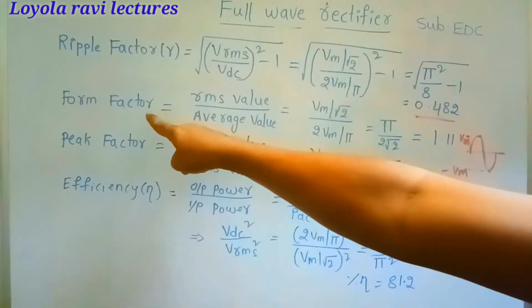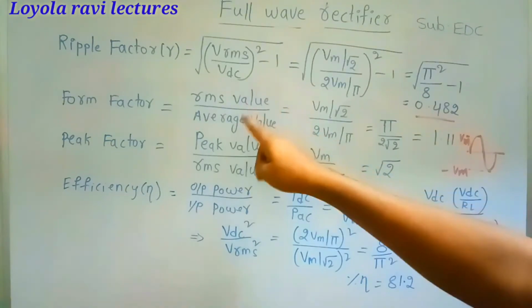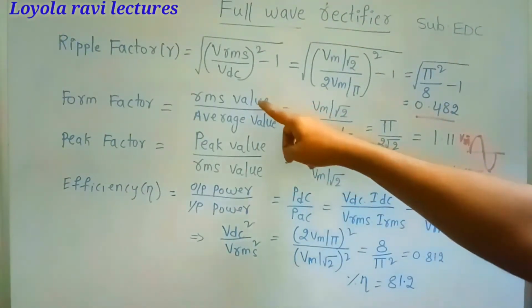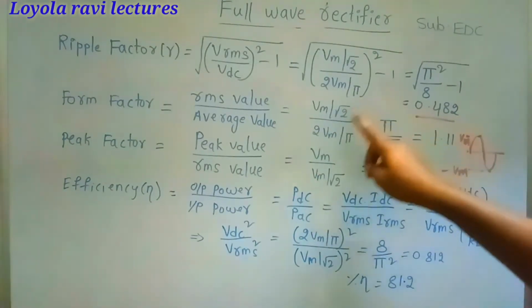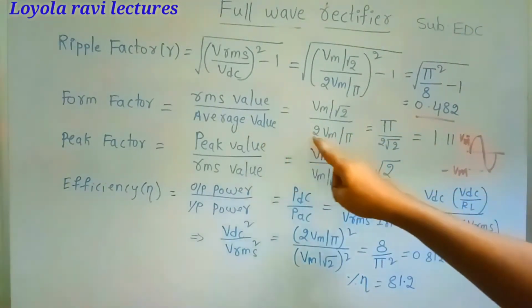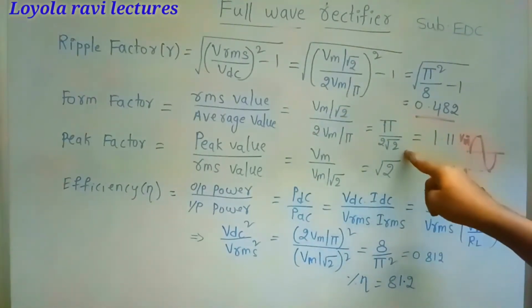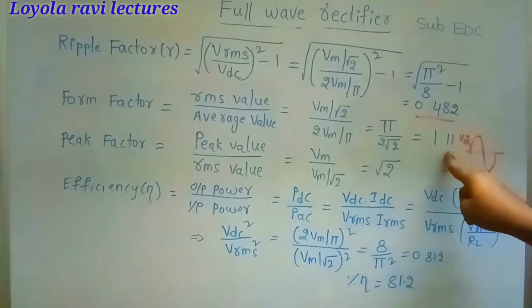Then form factor. The second parameter is form factor, RMS value by average value. This is the formula. RMS value is Vm by root 2, VRMS, and average value is VDC, which is 2 Vm by pi. If you substitute that, Vm gets cancelled, then pi by 2 root 2. If you calculate that, 1.11.